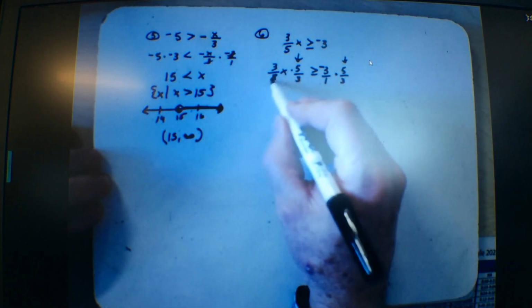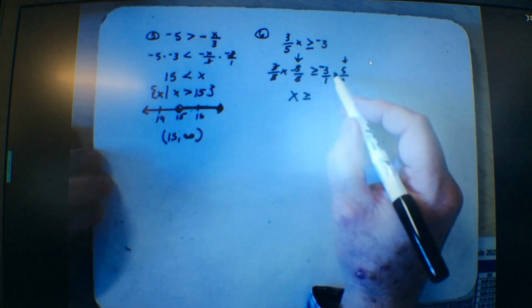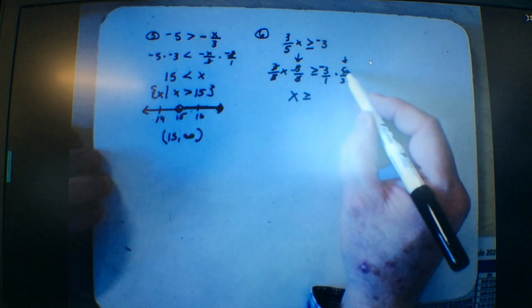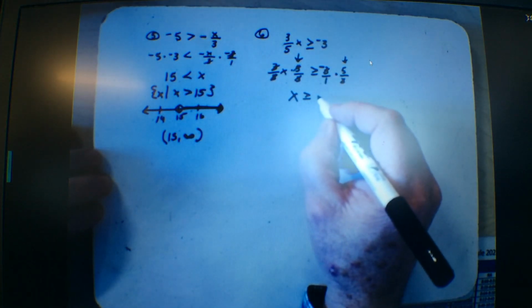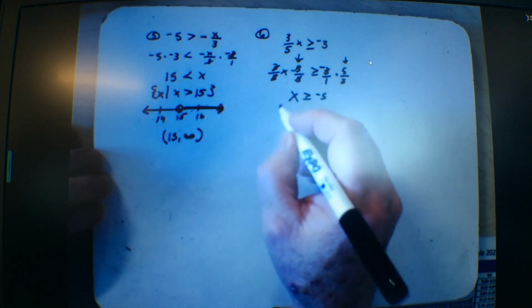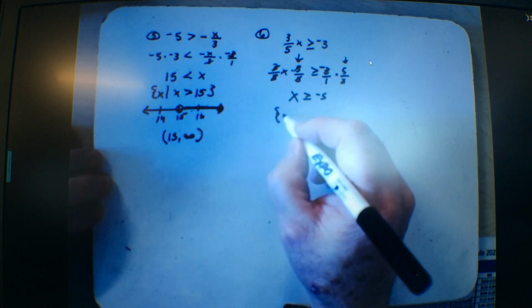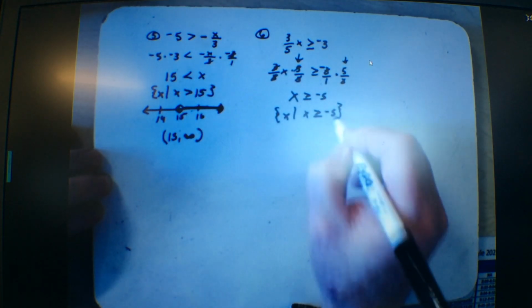Okay, so this all cancels over here. That's why I did that. So I get x is greater than or equal to, notice I put this as a fraction because this was a fraction. The 3's cancel and I get negative 5. Thank you. And so in set builder notation, I do squiggly brackets, x such that x is greater than or equal to negative 5. Okay?